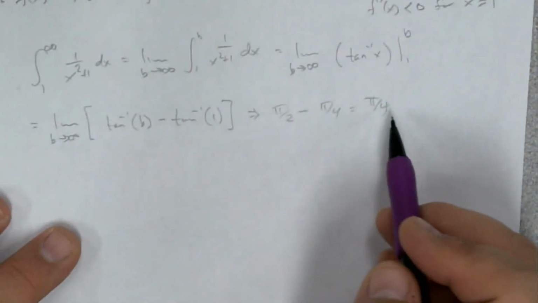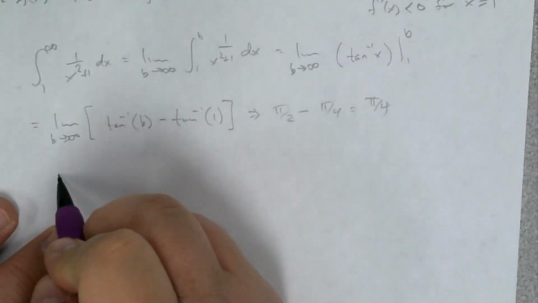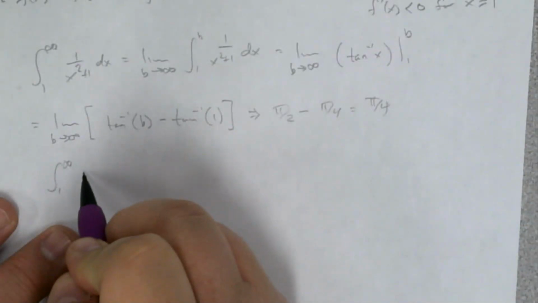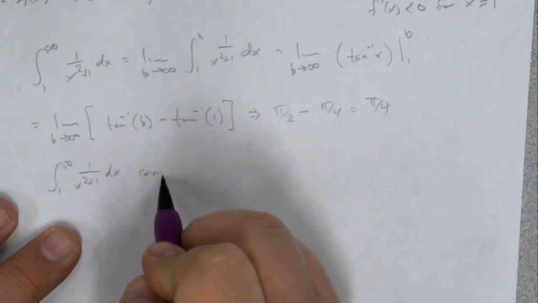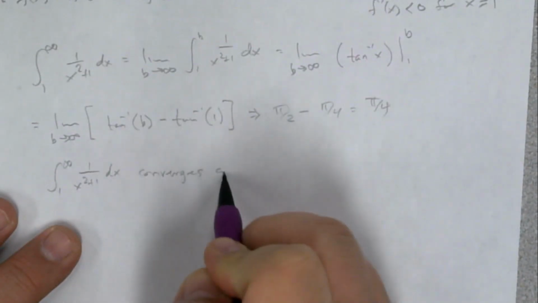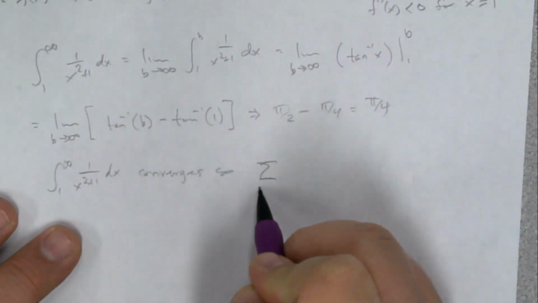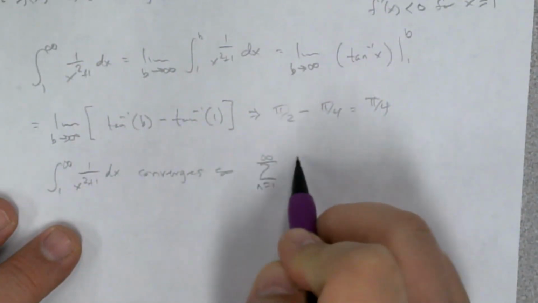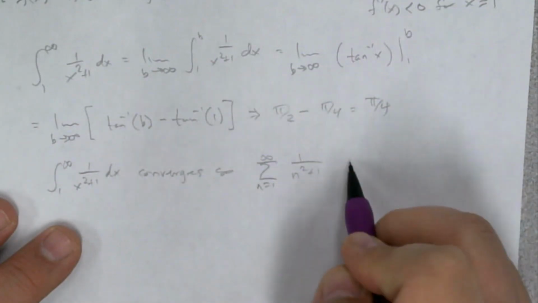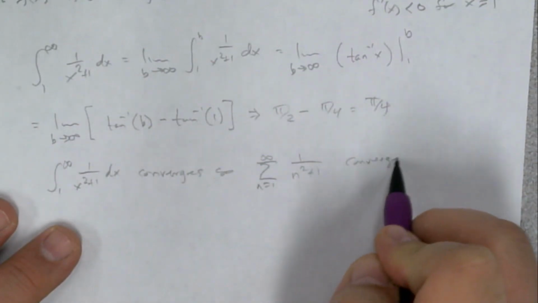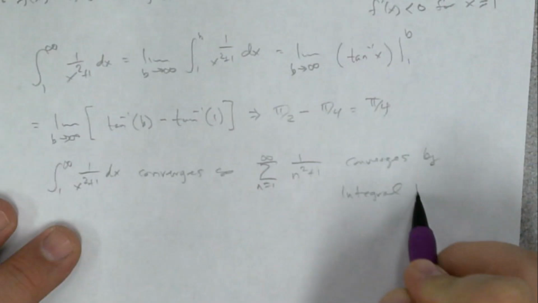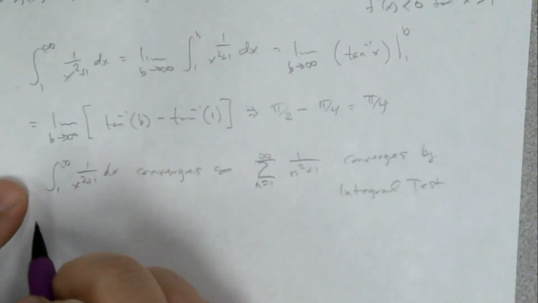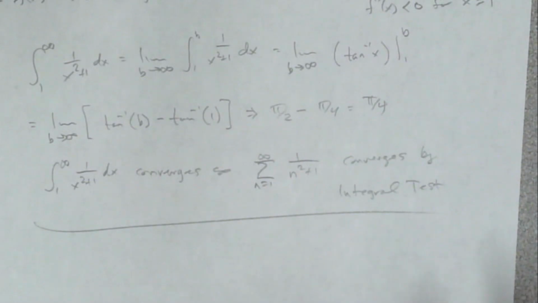So since this converges to a value, we can then make our statement: the integral from 1 to infinity of 1 over x squared plus 1 dx converges. So the sum from n equals 1 to infinity of 1 over n squared plus 1 converges by the integral test. And there you go. Okay?